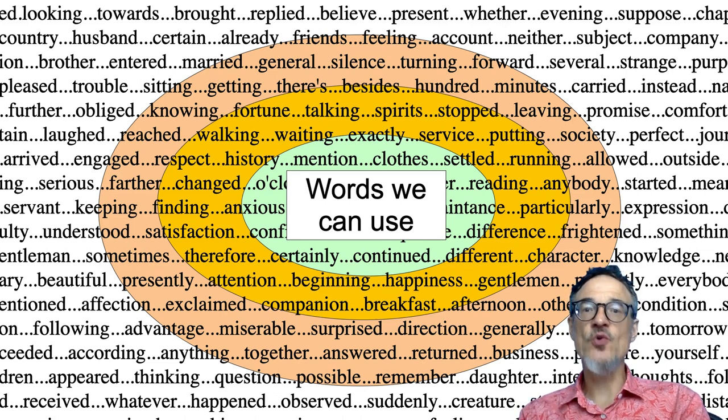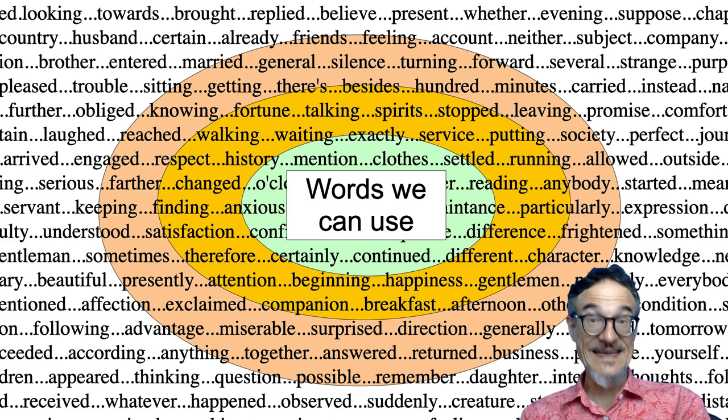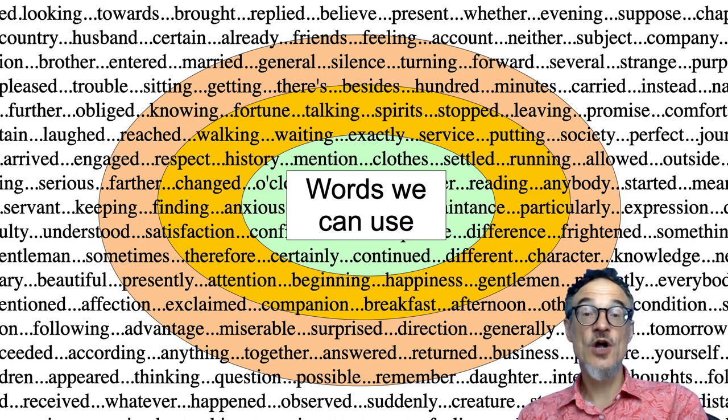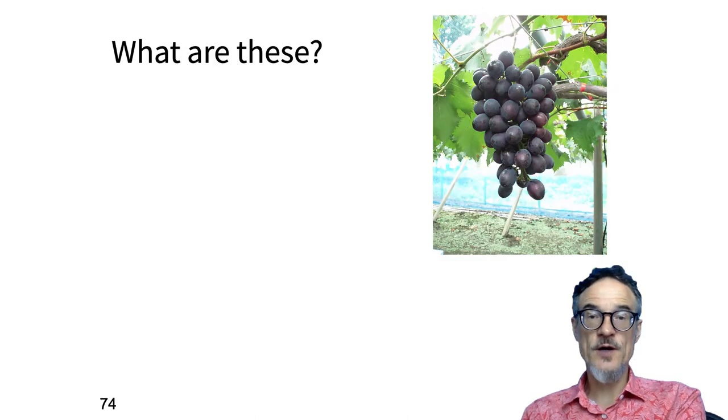And it goes back all the way to words that we don't know, we've never seen. And there are different kinds of levels. So as we learn more words, there are more words that we have seen, there are more words that we understand, and there are more words that we can use. So let's just think of a few more examples of words. Let's think about this. So what are these?